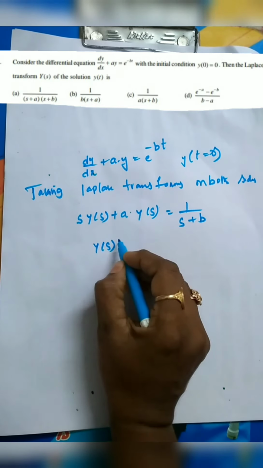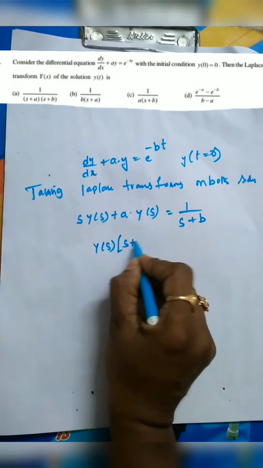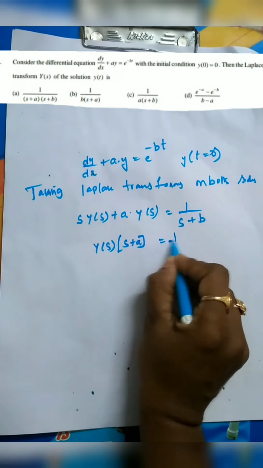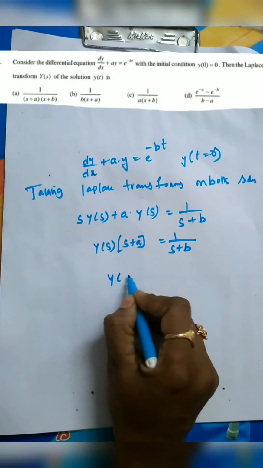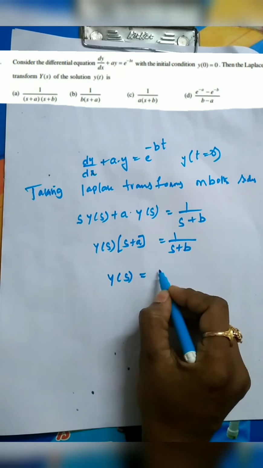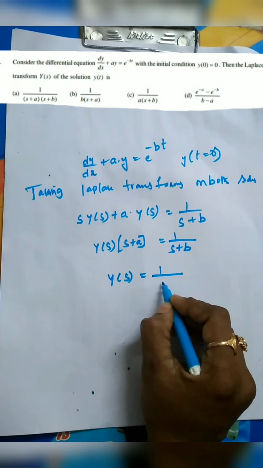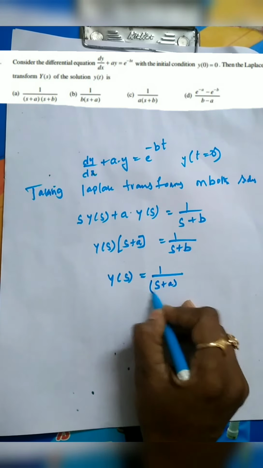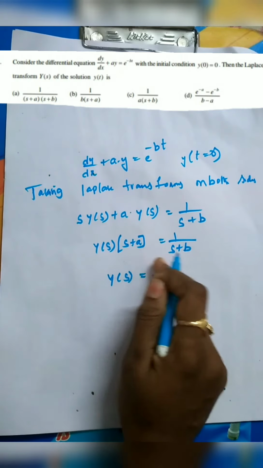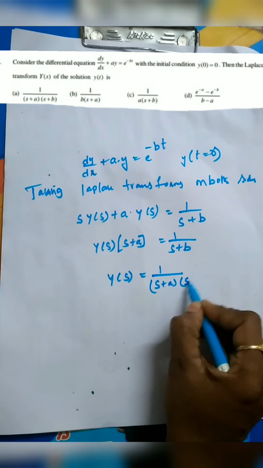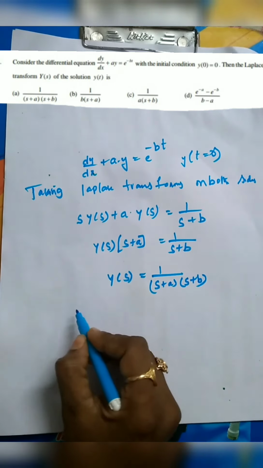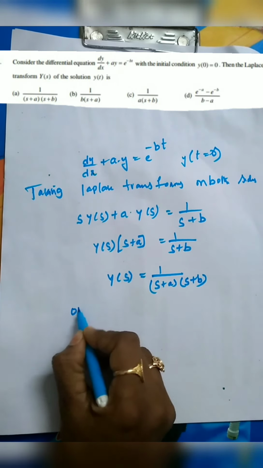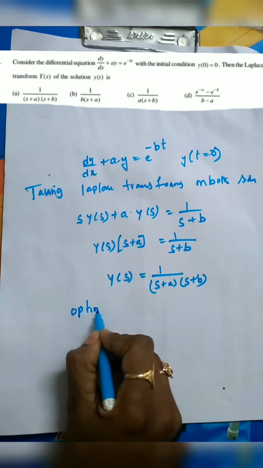Taking y of s common, then it is s plus a into y of s is equal to 1 by s plus b. Y of s is equal to 1 by s plus a into s plus b, transposing s plus a to this side. So if you observe the options, option A is the right answer.